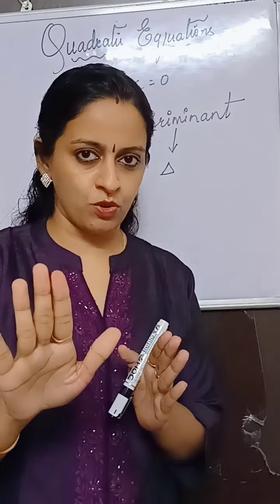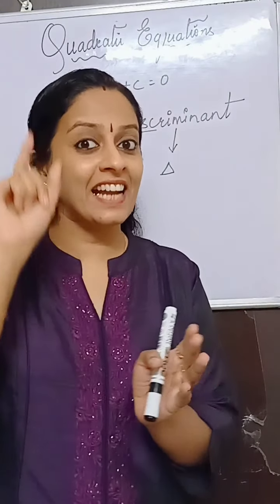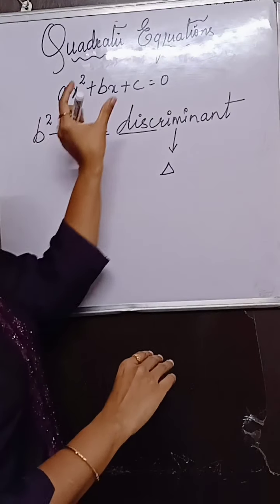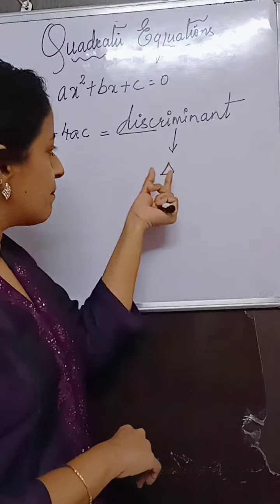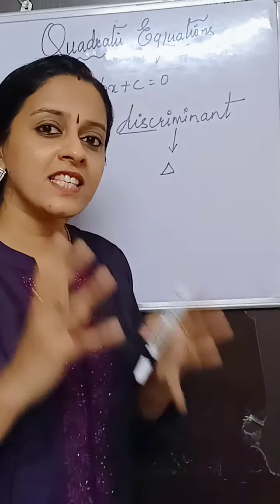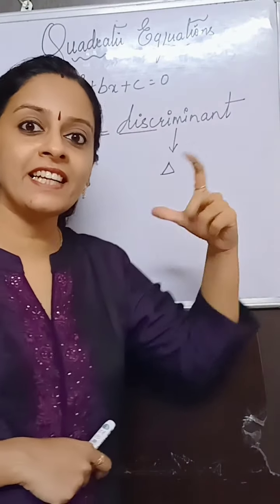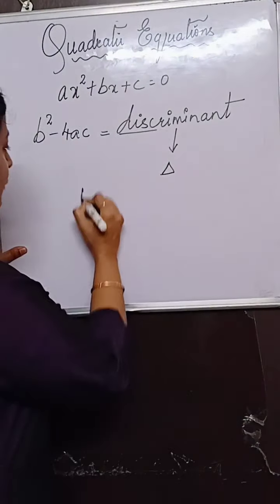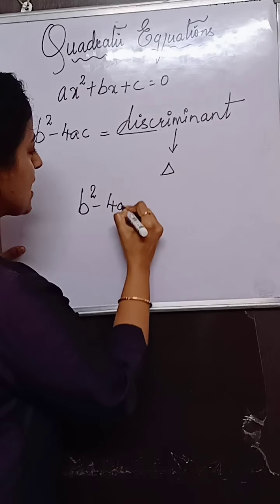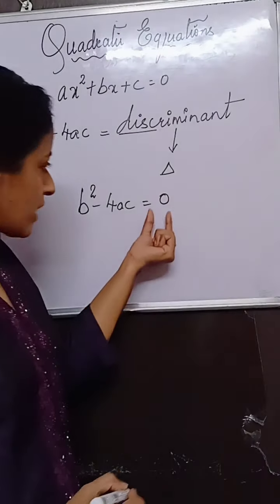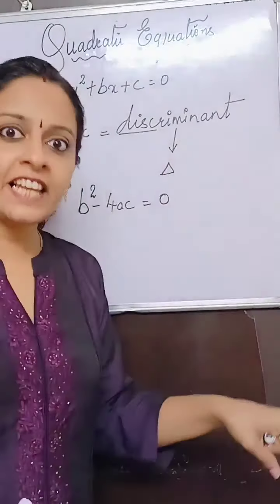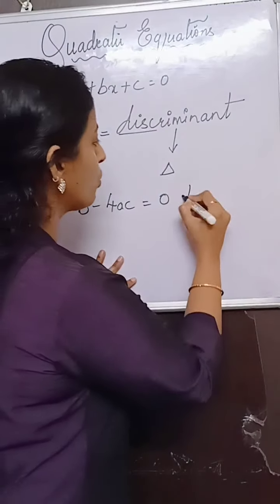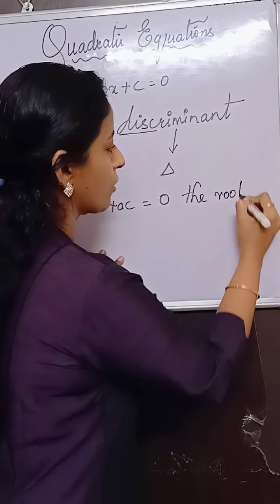Alpha, beta you understood. The relation between alpha, beta and a, b, c you understood. This b square minus 4ac is called the discriminant. The symbol is delta. Why is it called the discriminant? The discriminant decides the nature of the roots. Nature of the roots means if you get b square minus 4ac's answer as 0, then the roots are equal and real. Then the roots are the roots of the quadratic equation.